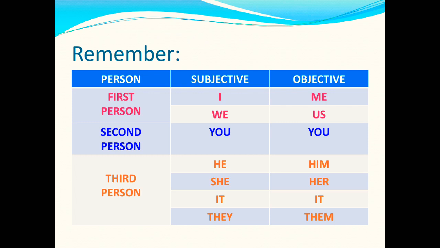Next, we have to remember this table. In the subject position, we use I, we, you, he, she, it, they. And in the objective position, we use me, us, you, him, her, it, them.